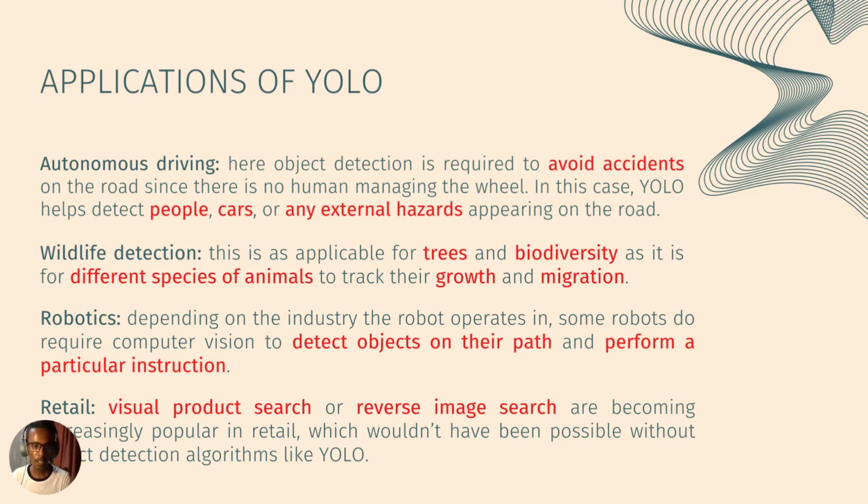It can also be utilized for wildlife detection, so it's applicable for trees and biodiversity, as it is for different species of animals, to track their growth and migration. And even in robotics, depending on the industry the robot operates in, some robots do require computer vision to detect objects on their paths and perform a particular instruction.